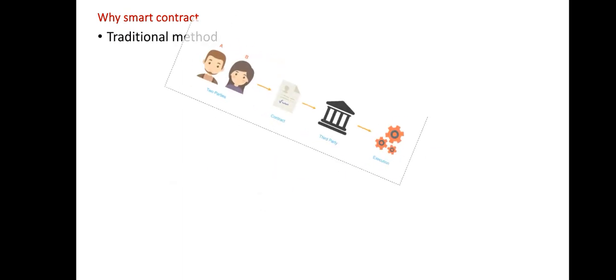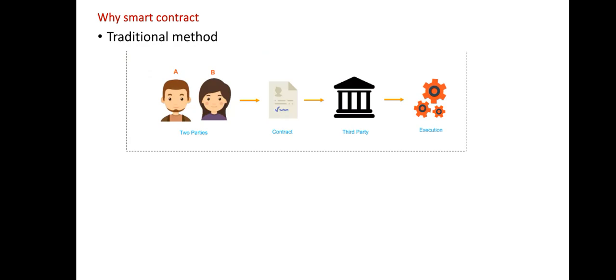First of all, we should see what a traditional contract is and how traditional contracts are executed. This figure clearly shows how traditional contracts are executed. There are two parties necessary for executing the contract. The contract is written on paper. Both parties sign that contract in the presence of a third party. The third party may be a lawyer, court, or other authorized person necessary to make the contract legal, and after that the contract is executed.